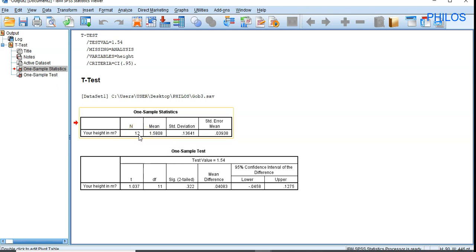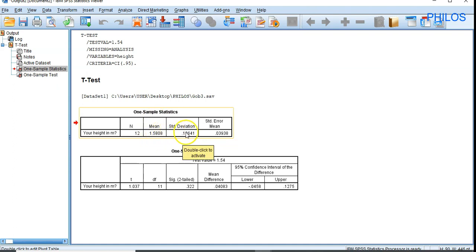Meaning there were 12 respondents. Okay, and then when you look at this place, they've written mean. So the mean is 1.5808. Now this mean is the sample mean, the mean of the sample collected. Okay, as in those students who gave you their height, their mean, that's the sample mean, 1.5808. It's also known as point estimate.